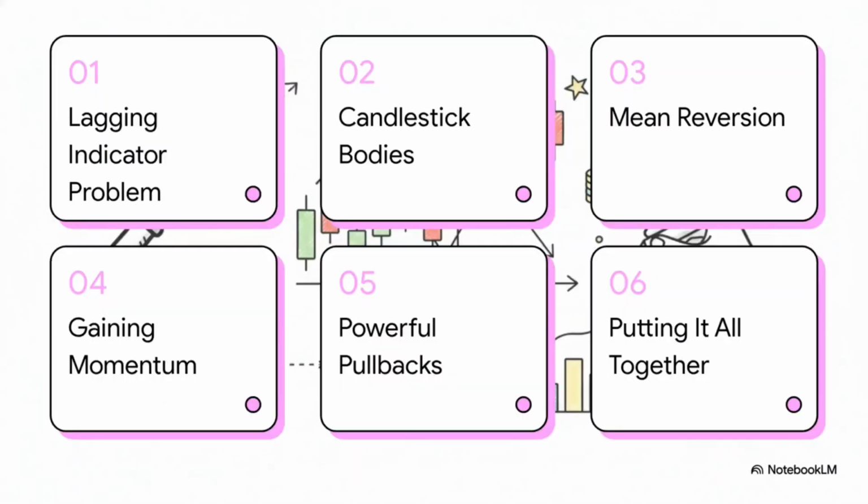All right, so here's our game plan for this explainer. First, we're really going to nail down this whole lagging indicator problem. Then we're going to unlock 4 huge secrets to reading price action directly. We'll decode candlestick bodies, dive into the concept of mean reversion, learn how to spot gaining momentum, and master the art of analyzing pullbacks. And then, of course, we'll put the whole puzzle together.